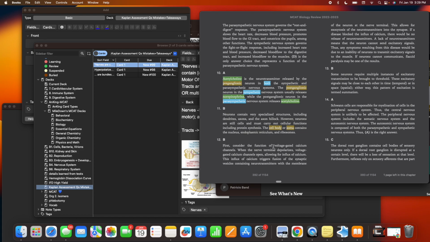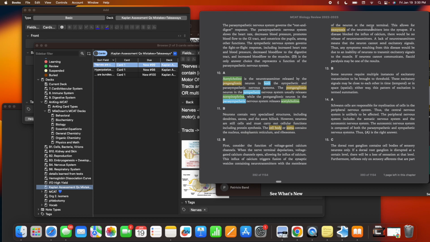But first, consider the function of voltage-gated calcium channels. When the nerve terminal depolarizes, voltage-gated calcium channels open, allowing for influx of calcium. This influx of calcium triggers fusion of the synaptic vesicles containing neurotransmitters with the membrane of the neuron at the nerve terminal. This allows for exocytosis of the neurotransmitters into the synapse.